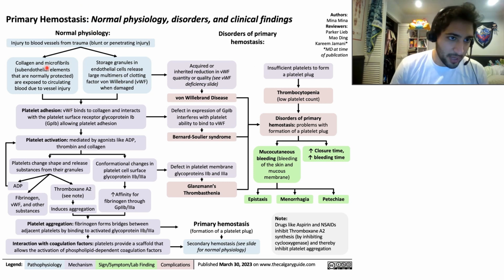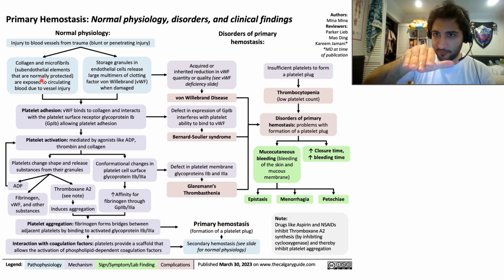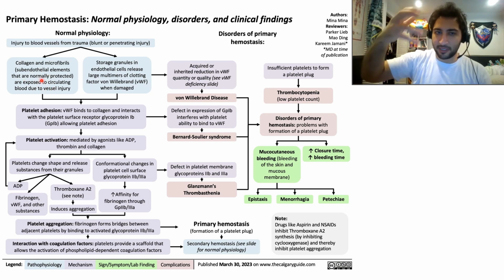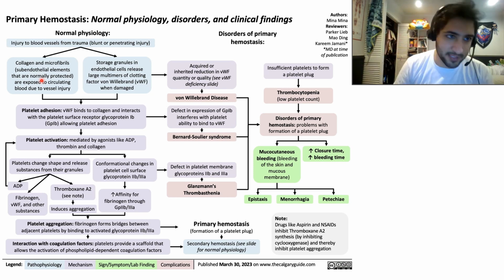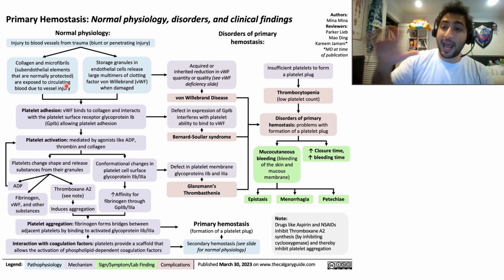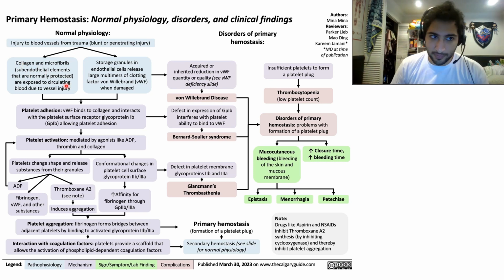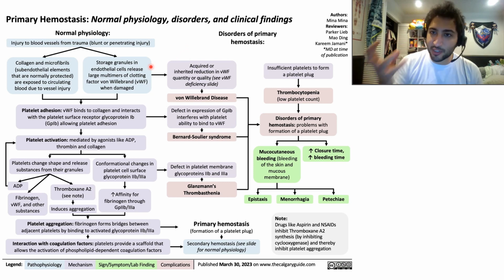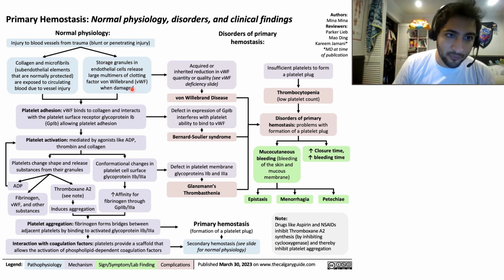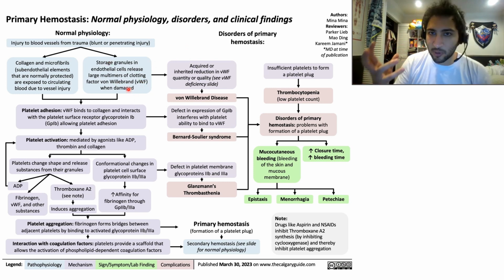All right, so if the endothelium is injured such that the collagen and microfibrils are exposed, these are normally under the endothelium, right? You have your endothelium that can be activated or not, but even under the endothelium is a subendothelium that contains some of the connective stuff like collagen and microfibrils, and then that gets exposed, okay? The other thing that happens is that activated endothelium has storage granules that release von Willebrand factor, these multimers of clotting factor called von Willebrand factor.